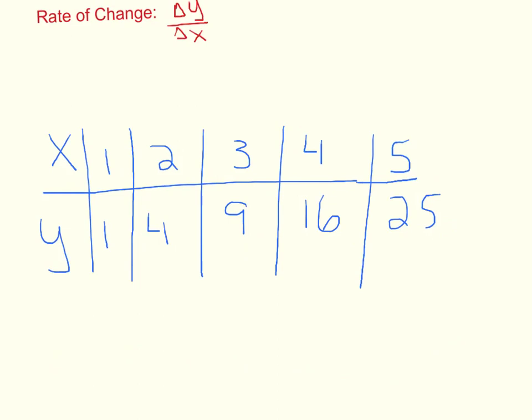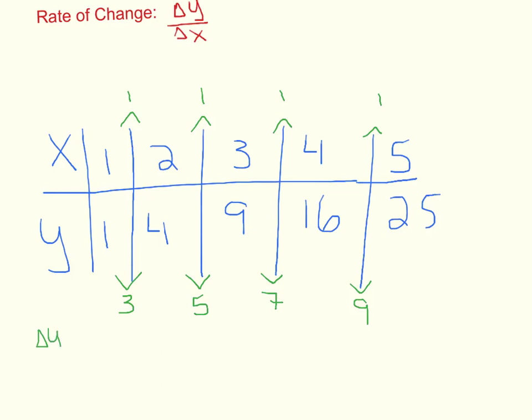Here we have example number 3. Y values, let's see, the first ones they change by 3, go up by 3. Then it goes up by 5. Then by 7. And then it goes up by 9. And then my x values go up by 1 each time.